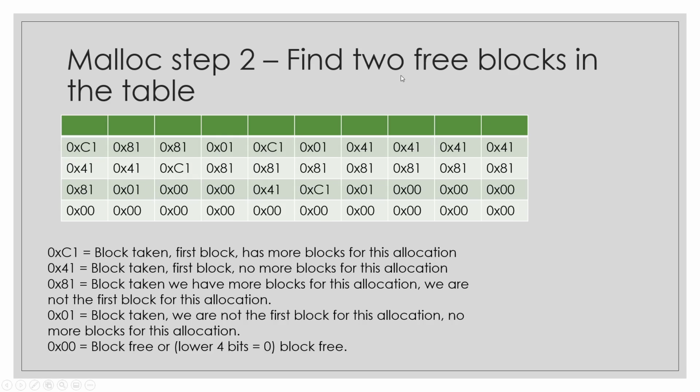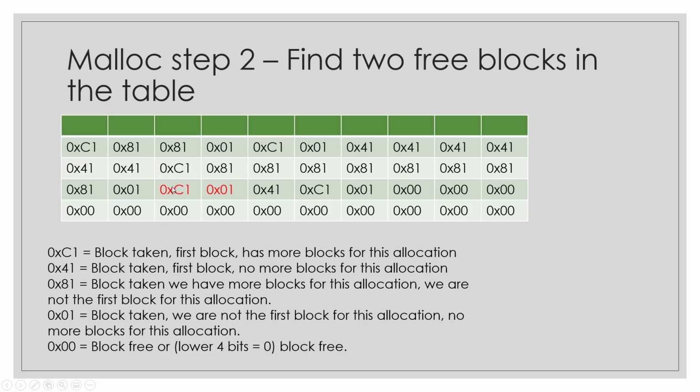We are looking to find 2 free blocks in the table. So there's 2 free blocks. We see 2 zeros. Remember, 0 means free. If the lower 4 bits are 0, the block is free. So we've found 2 free blocks. Brilliant. Let's allocate them. So we've now allocated them.